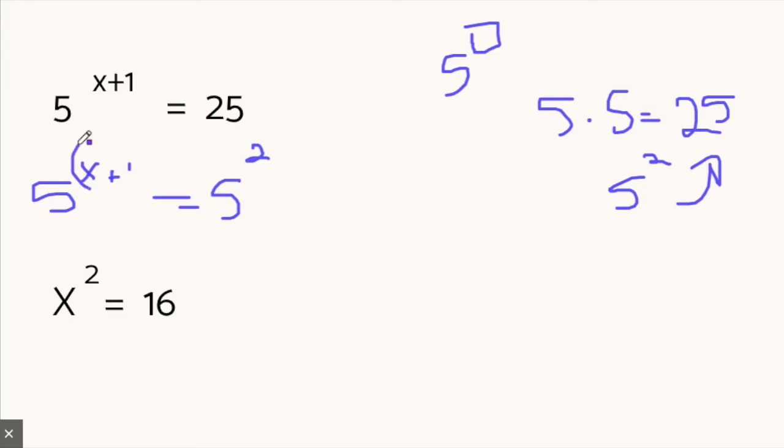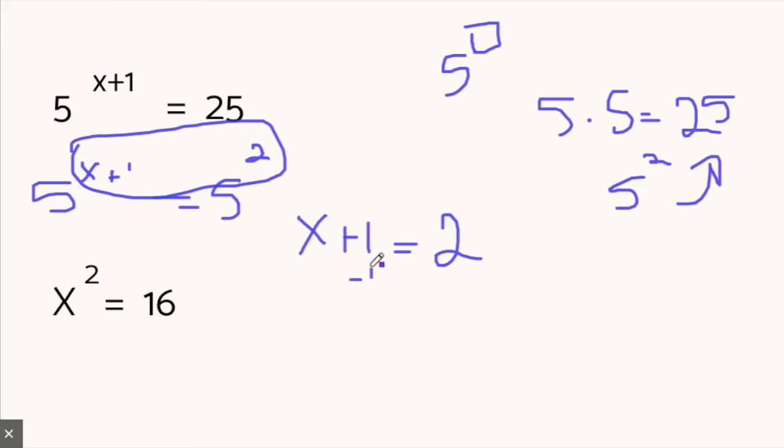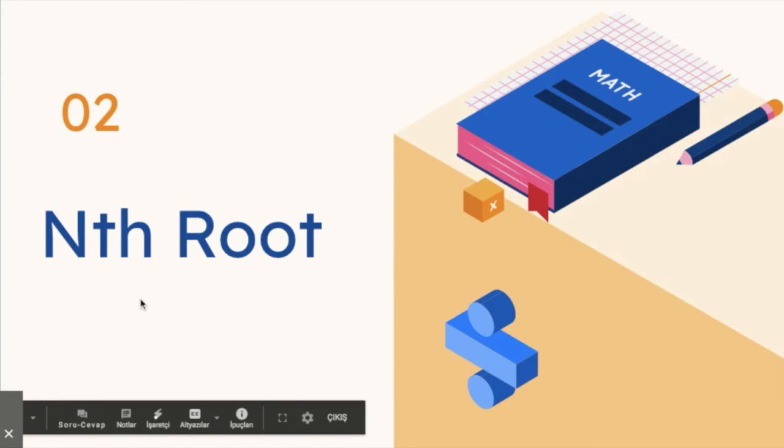Now we know that these two are equal to each other, so we can just write those. X plus 1 is equal to 2. And then just solve this. Minus 1 on both sides. X is equal to 1. And that's how you would do this question. All right.